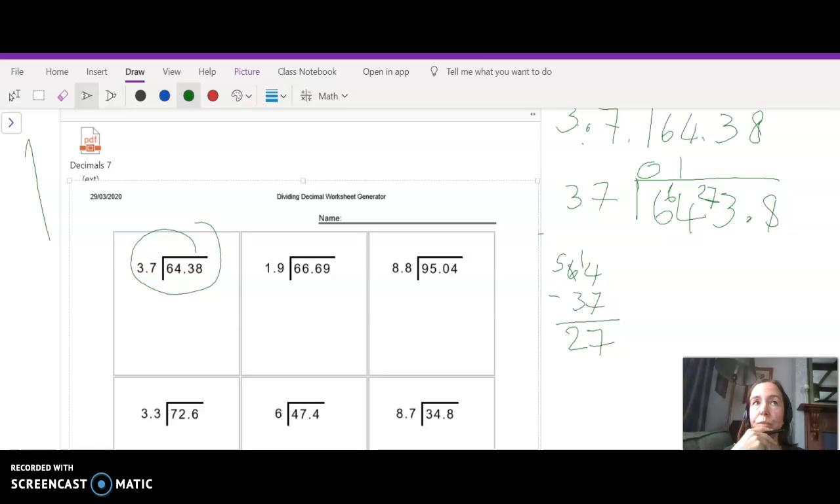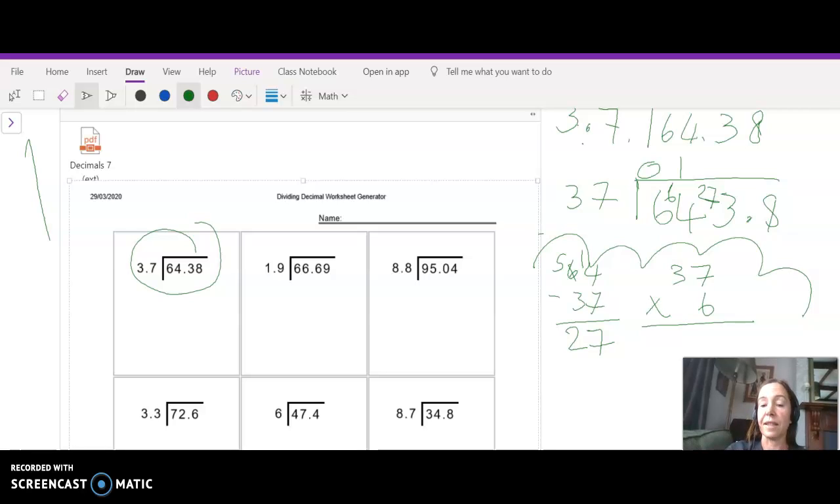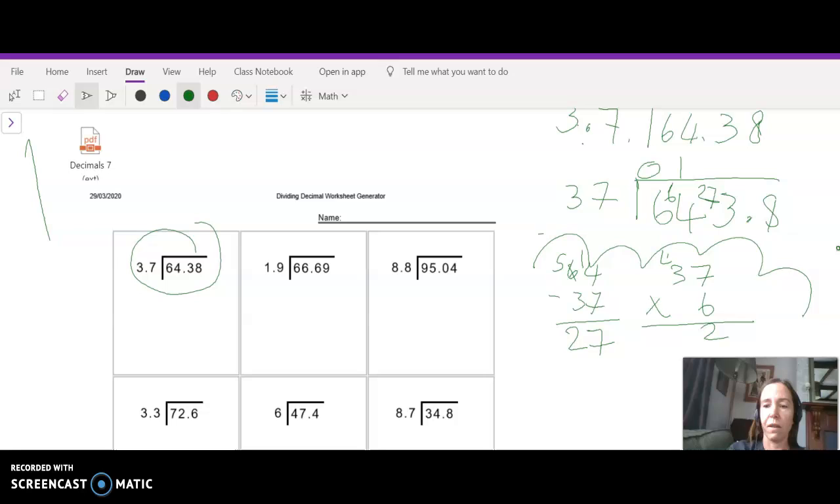So 4 times 6 is 24, 4 times 7 is 28. So I'm going to go, what is 37 times 6? This is just my little thoughts. These are my working outs. Always good to write it down somewhere. 7 sixes are 42. And 3 sixes are 18, 19, 20, 21, 22.